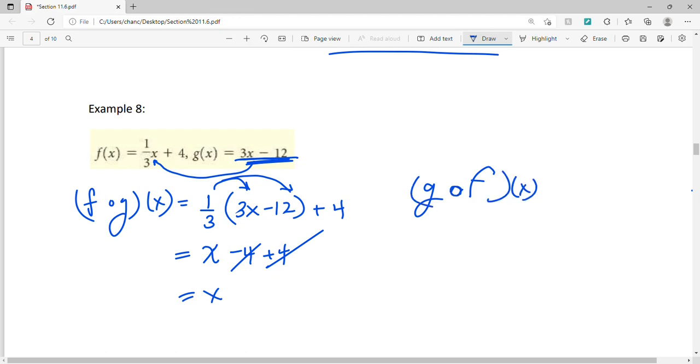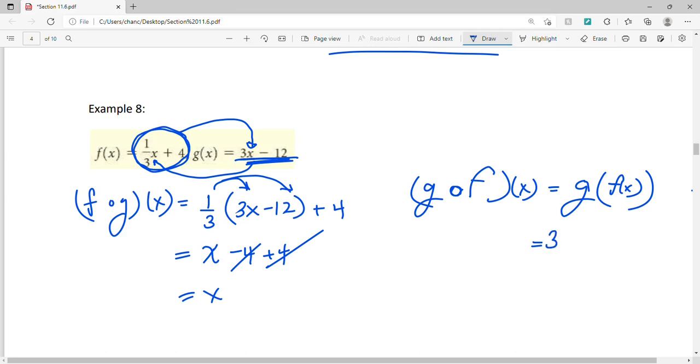f of x. This means the g function is going to take in the f of x function. So this time we're going to take 1/3 x plus 4. I'm going to substitute it into the x for the g of x function. This gives me 3 times 1/3 x plus 4 minus 12.